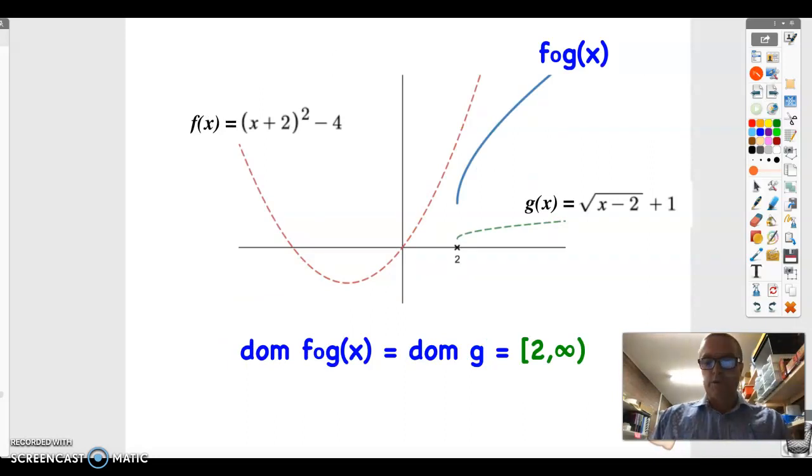Here's what that problem looks like on a graph. We can see the functions f and g graphed with the dotted lines. And the composite function is this blue graph here. And you can see by looking at the graph, both g and the composite function have the same domain. They start at an x value of 2, and those graphs both proceed towards infinity with respect to the x-axis.